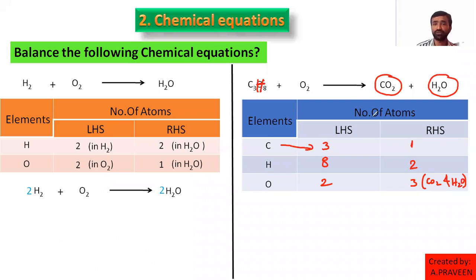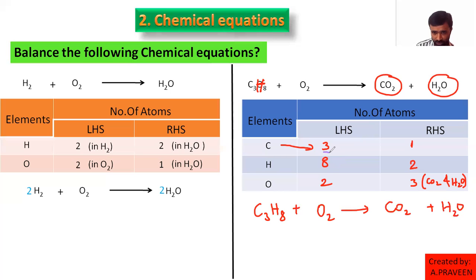It is. Next, what to do? Balancing. For balancing purpose, you need to copy the same equation without coefficients: C3H8 plus O2 gives rise to CO2 plus H2O. Then look at your table.